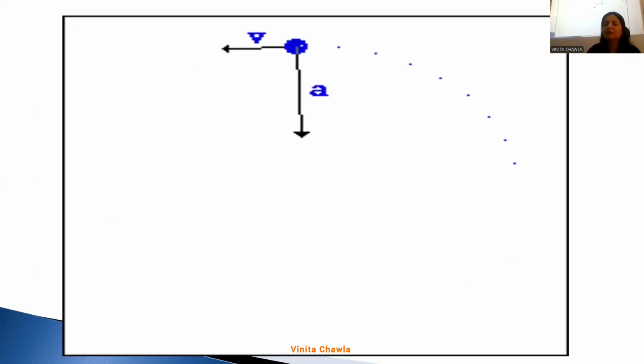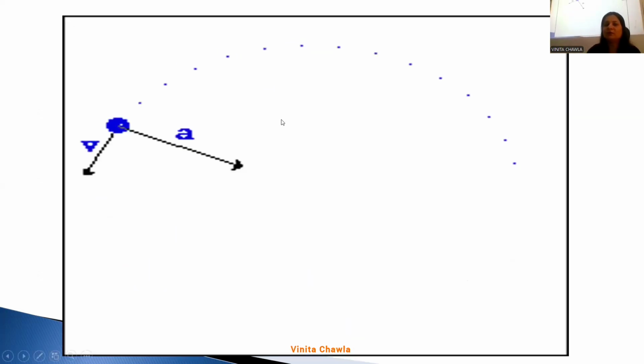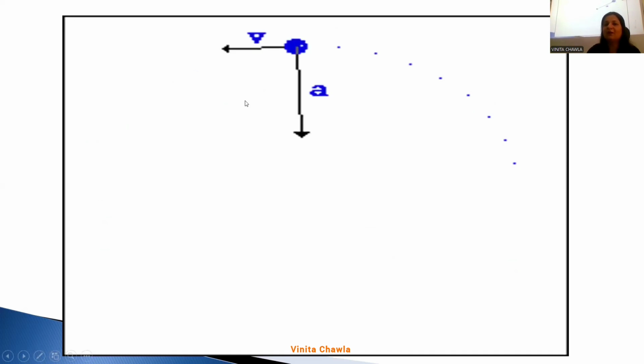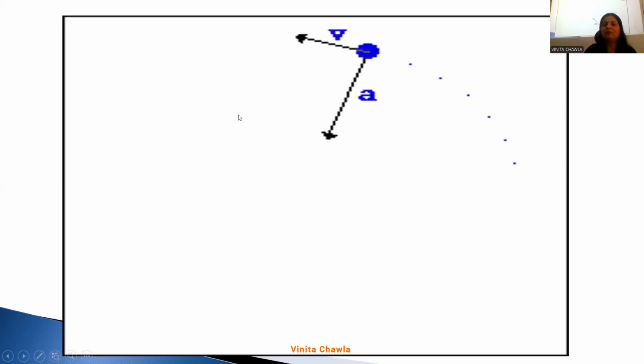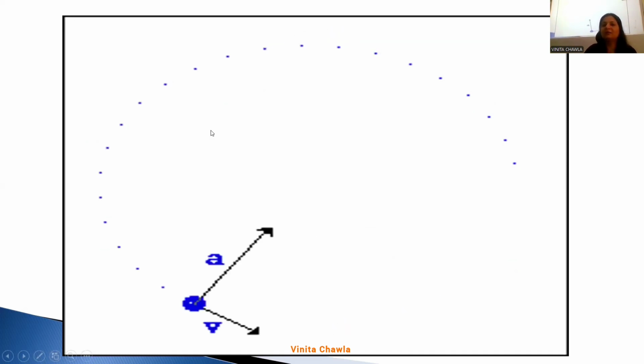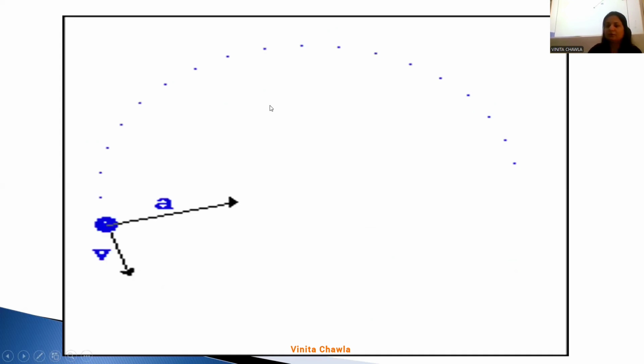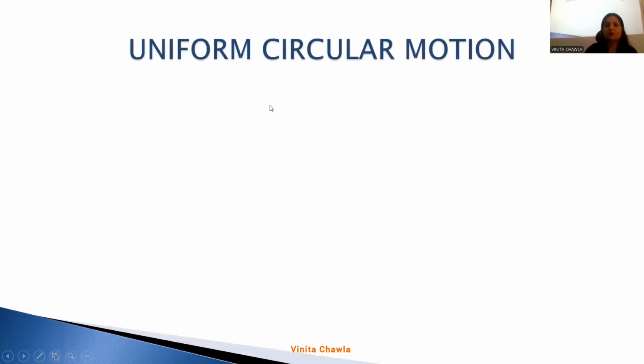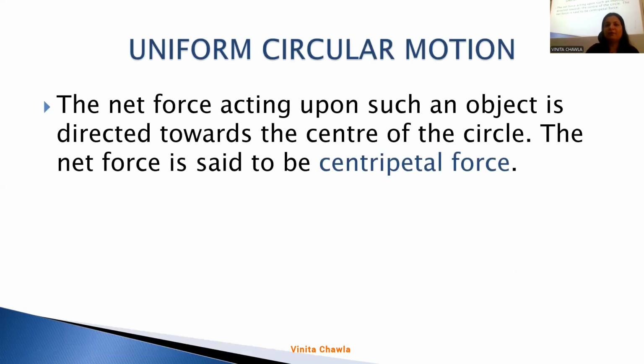So acceleration is pointing towards the center of the circle and velocity is changing at every point. And therefore we say that it is accelerating and acceleration acts towards the center. So in uniform circular motion, the net force acting upon such an object is directed towards the center of the circle. The net force is said to be centripetal force. So this force is called centripetal force.